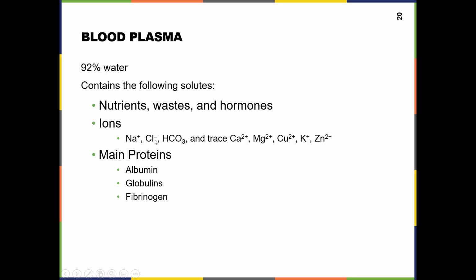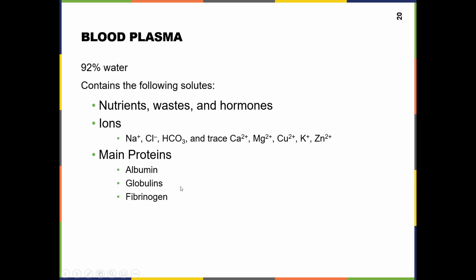Ultimately, you have a certain amount of ions. You guys remember your trace metals. These are necessary for enzyme function and such. You've got bicarbonate. You've got sodium chloride, of course. Bicarbonate is a pH buffer. It's also really part of how carbon dioxide is carried. But in any case, here's some of your main proteins: albumin, the globulins, fibrinogen. Fibrinogen is for blood clotting. Albumin is really for blood pressure.